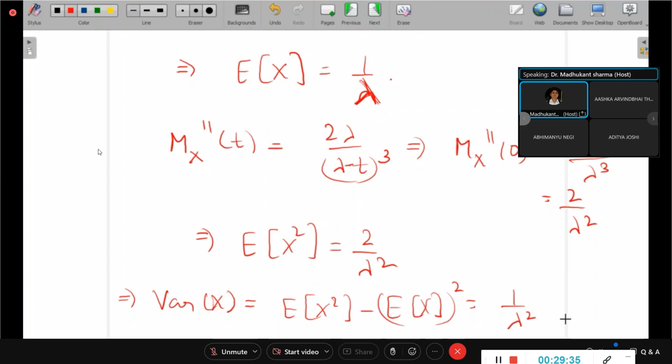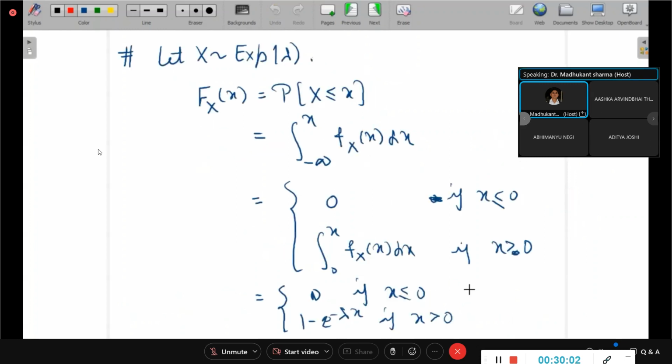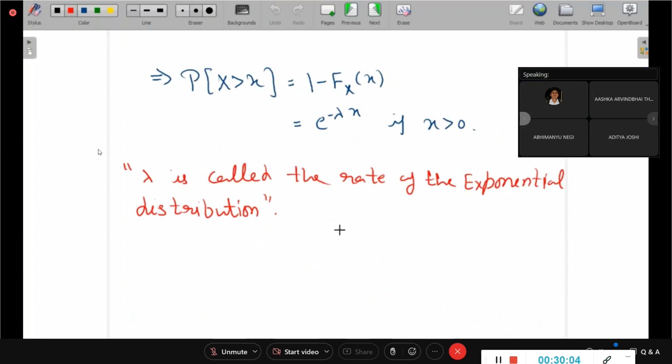Not only that, you can generalize this to the nth derivative. It's very straightforward. The next derivative has 2 factorial, the next has 3 factorial, and in general n plus 1. It's very simple. You can find all the nth moments here. Okay, right, so this we have done. Lambda is called the rate of the exponential distribution, so this is also known as the rate of the exponential distribution.